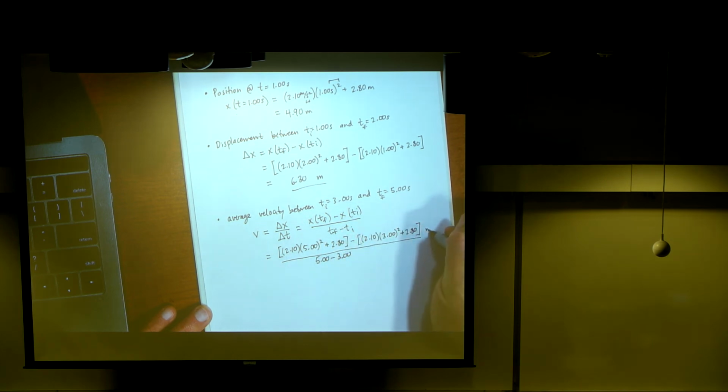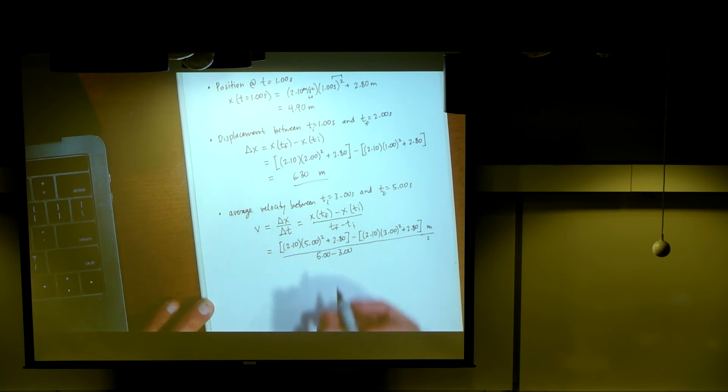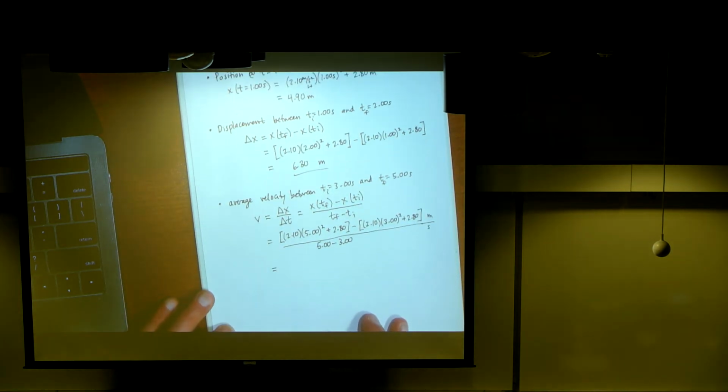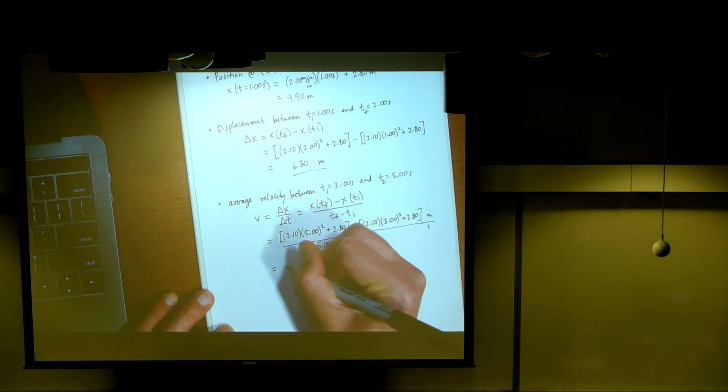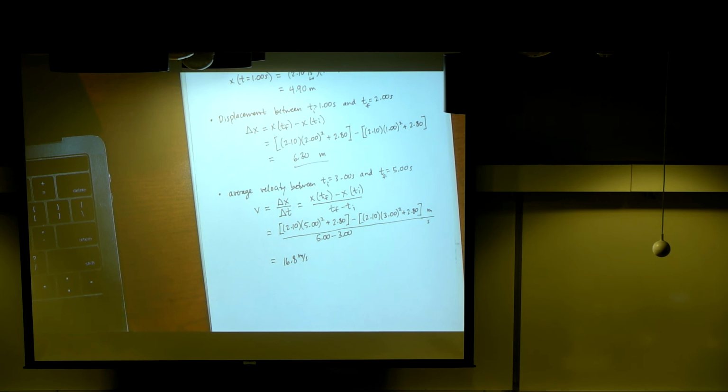So the top units are meters. We've seen how that works. The bottom units are seconds. Okay, so this is a velocity, it's in meters per second. So that's a lot of numbers to crunch. I'll just tell you the answer. It's going to be 16.8 meters per second. So hopefully you see how we did that. Any questions?